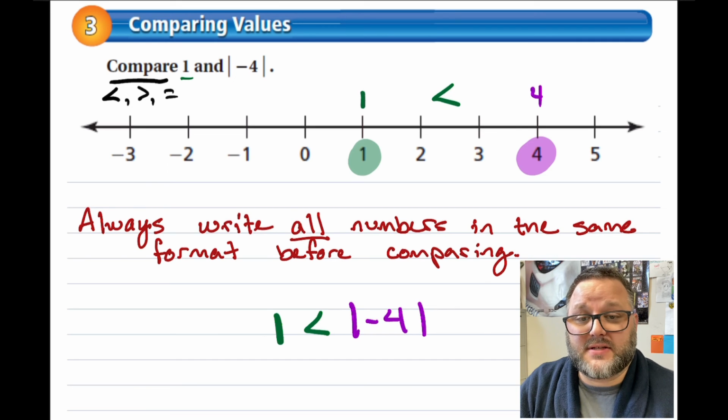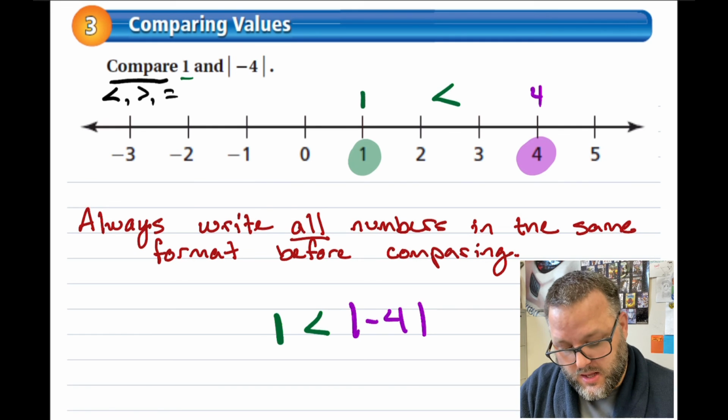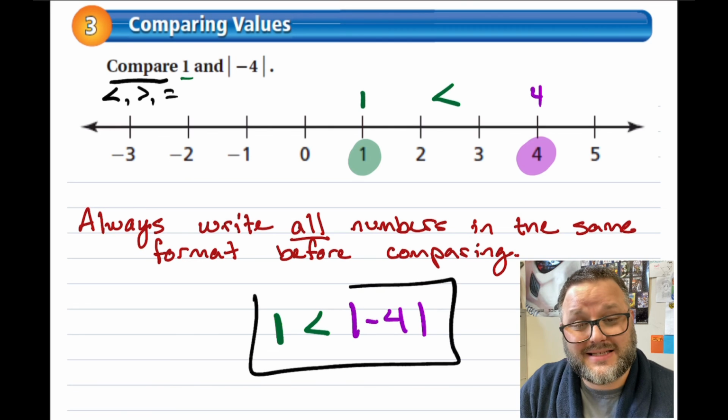That means they have the same value, which means we can write them either way. And the original question said to compare it with the absolute value of -4, so our answer needs to show that we did do that by using the absolute value of -4 in our answer. And this would be our final answer. 1 is less than the absolute value of negative 4.